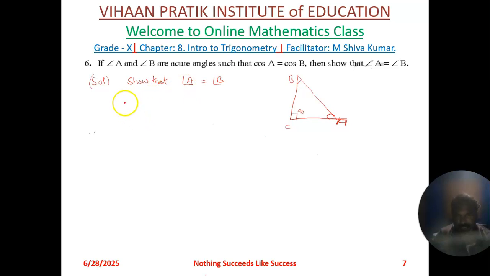So first let's write down what is given. It is given that cos A is equal to cos B, right, given. So with respect to angle A, this is opposite and this is adjacent and this is hypotenuse.